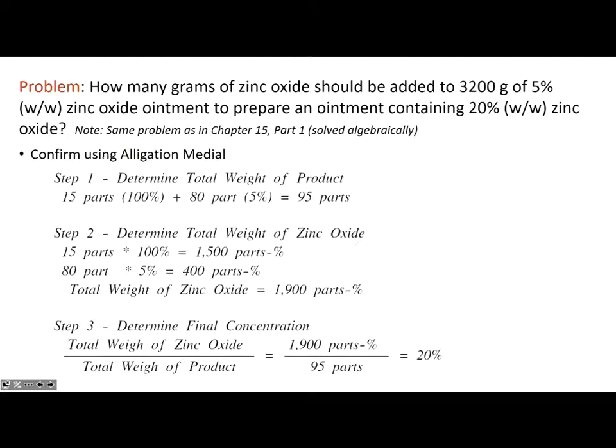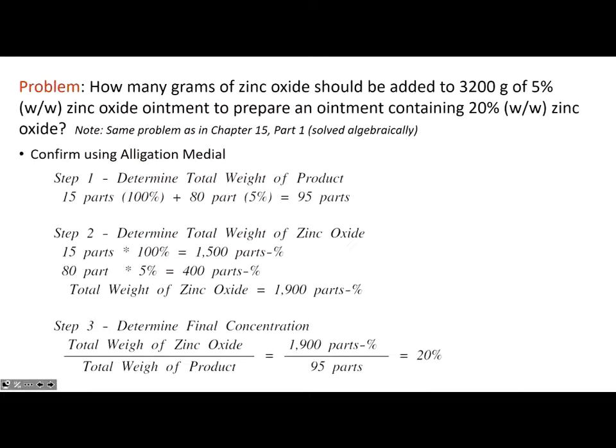15 parts times its strength of 100% gives you, 15 times 100, gives you 1,500 parts percent. Just combine the units. Then we said 80 parts of the 5%. So what is 80 times 5? That's 400. That's the number. And just combine the units, parts percent. They have the same units. We can add them up. The total amount of zinc oxide is the 1,500 plus the 400. So it's 1,900, and the units are still parts percent.